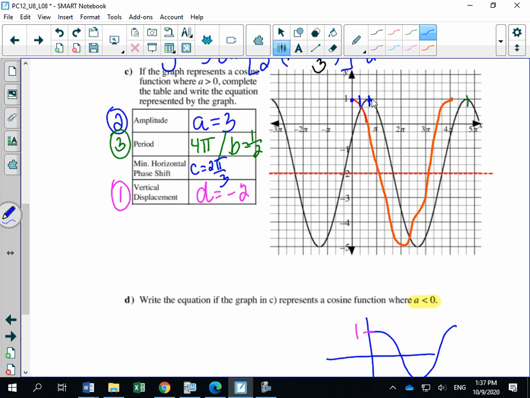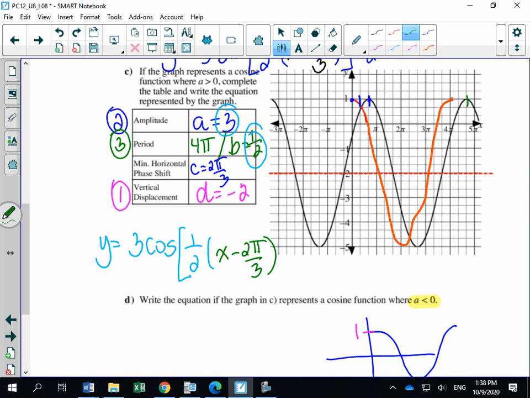Now that we have all of this, we could figure out our equation. So y is equal to the a value, which is 3, cosine b value, which is 1/2. I want my c value to be positive, so this would be x minus 2 pi over 3, because I want it to move to the right. And then my midline goes at the end, which is -2.